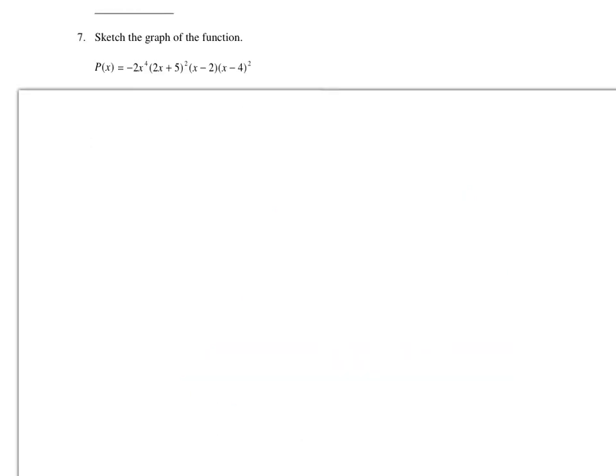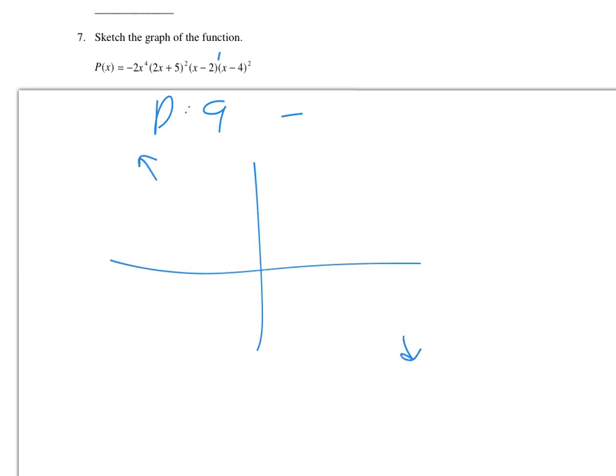All right, next up here, they want us to sketch this graph. First of all, I would count the degree. If I add up all those exponents, it is degree 9 and it's negative. So I know that the graph is going to have end behavior like that. And then my zeros: I'm going to have one at 0 for that negative 2x to the 4th out front with a multiplicity of 4. Negative 5 over 2 with a multiplicity of 2, which will also be a bouncer. 2 with multiplicity of 1, and then 4 with a multiplicity of 2.